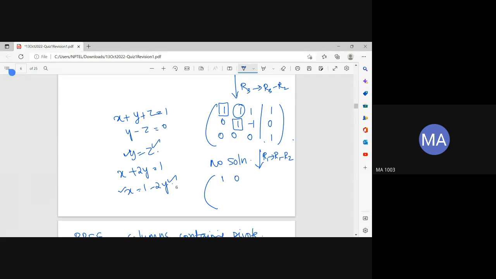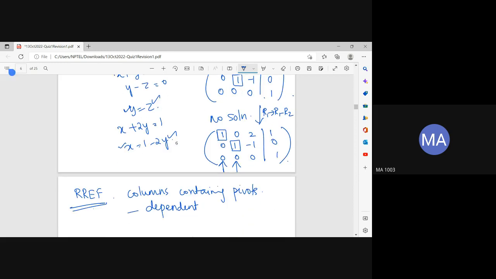1, 0, 2, 1, 0, 1, minus 1, 0, 0, 0, 0, 1. Is this in RREF? Yes, ma'am. There is a pivot here. So the variables corresponding to the first and second columns, X and Y, are dependent, and there is no pivot here. So Z is independent. X3 is independent.